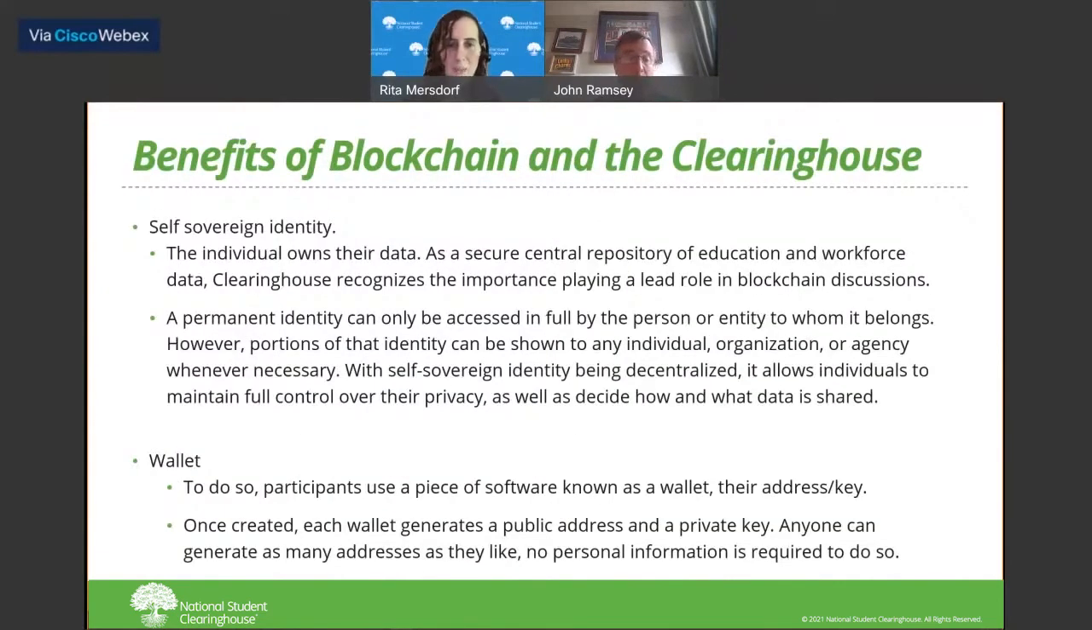We had a question pop up. In the event that there is an error in a student's record that's not caught before the validation, for example, a student contacts and disputes a grade at a previous institution and wins that dispute, what would happen on the blockchain in this scenario?